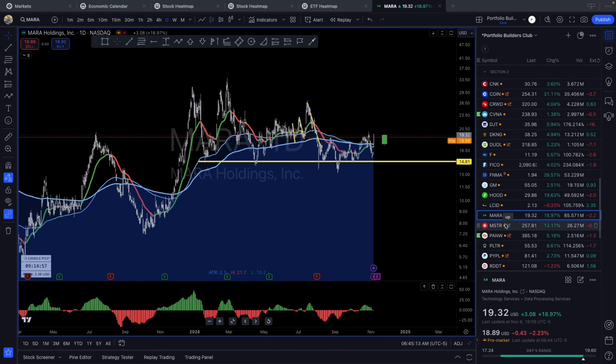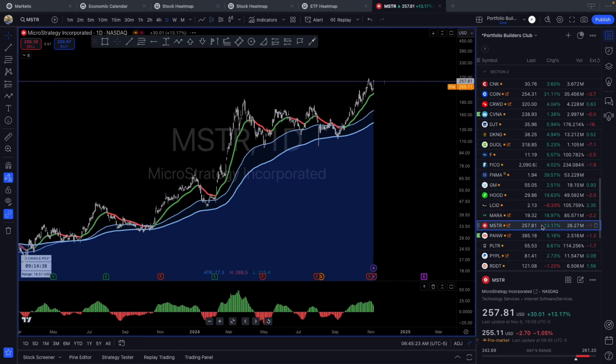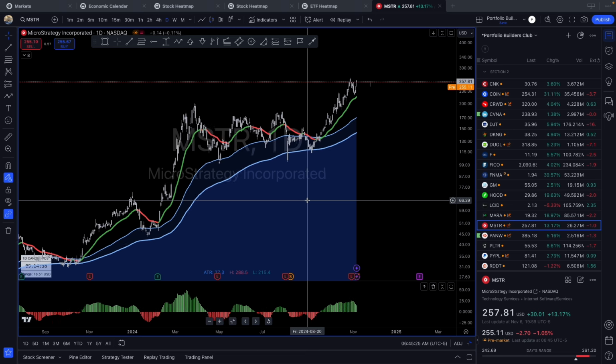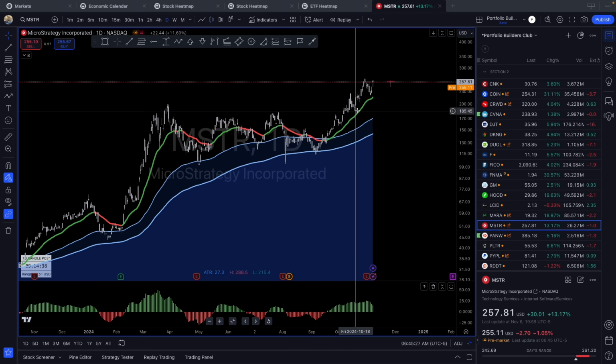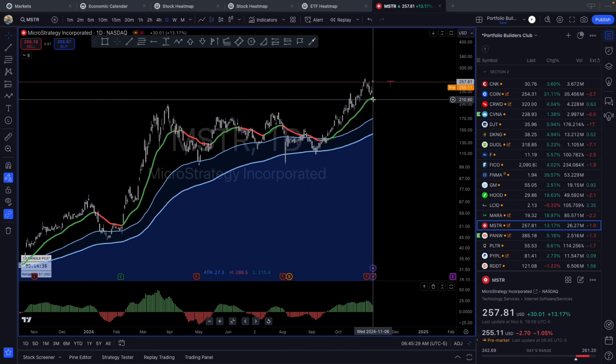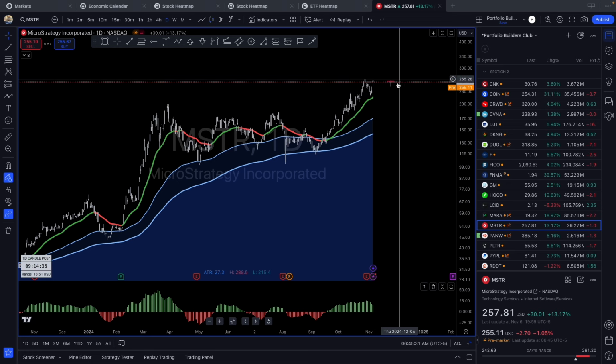Mara is another Bitcoin play, so we'll continue to watch this as it breaks out above the 200 and 100-day moving averages here. MicroStrategy, again, another Bitcoin play, continues to move up. It's moving nicely above the 200-day moving average. We'll just continue to watch it move above the 200-day moving average and up to the upside.